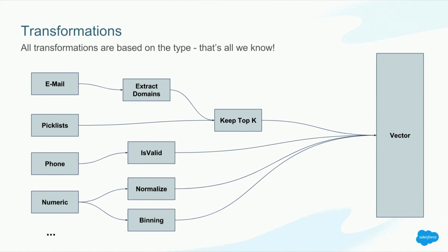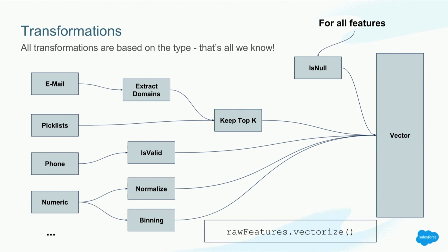One really useful thing for us is also, for all of these features, we want an indicator whether that field was null or not. And the magic of Optimus Prime here is that we can simply call one function to do all of this, and that is just called .vectorize on it. And it does all of the things that I described for all of the different fields.